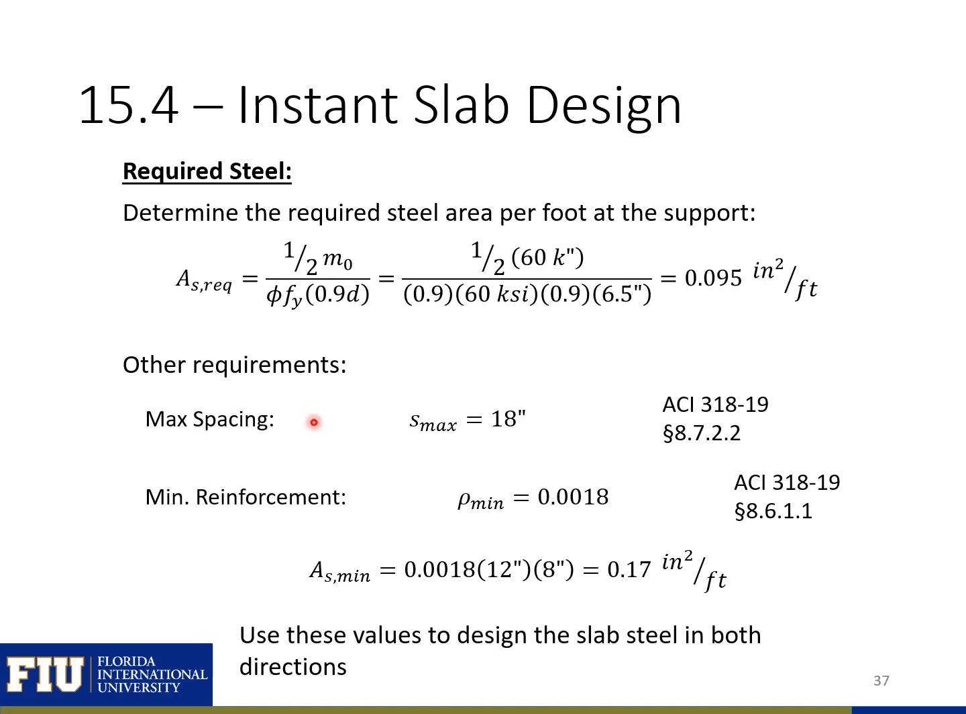Our other requirements is our maximum spacing is going to be 18 inches, and our minimum reinforcement ratio is going to be 0.0018. So our AS min will control here with 0.18 square inches required per foot. And we'll use these values to design the slab steel in both directions.